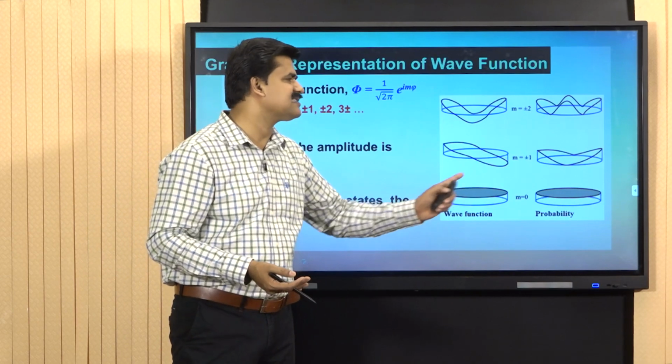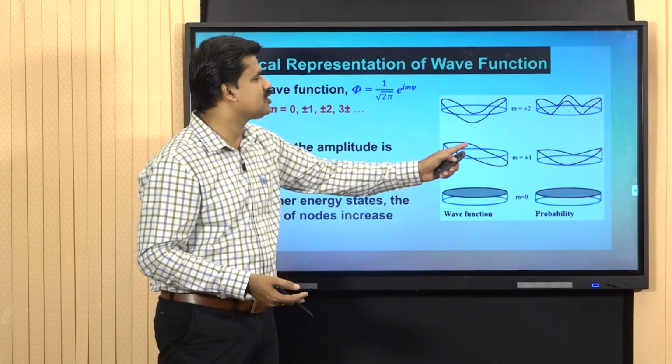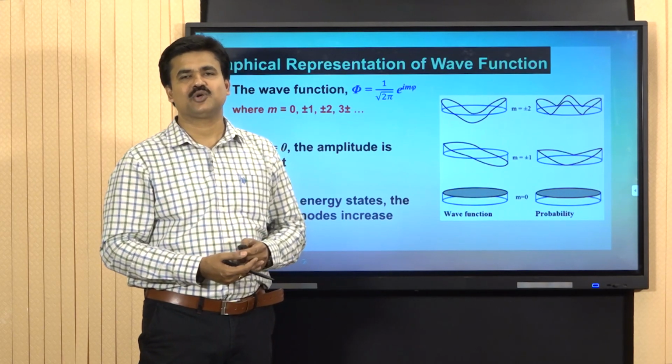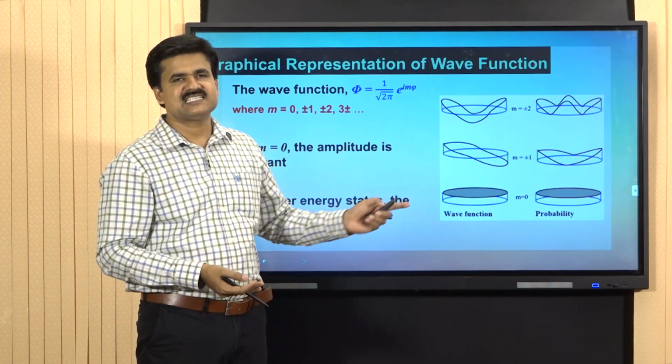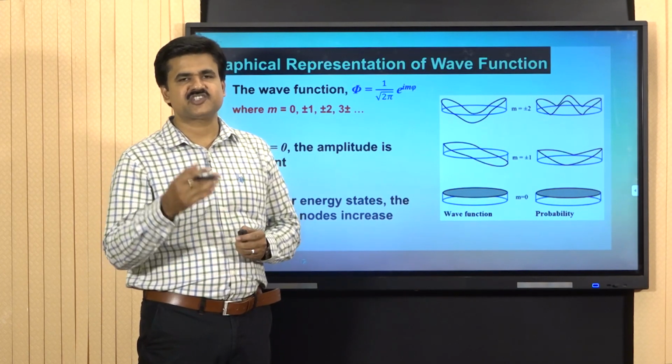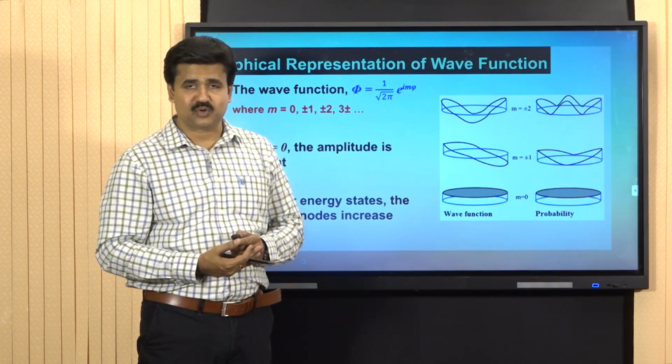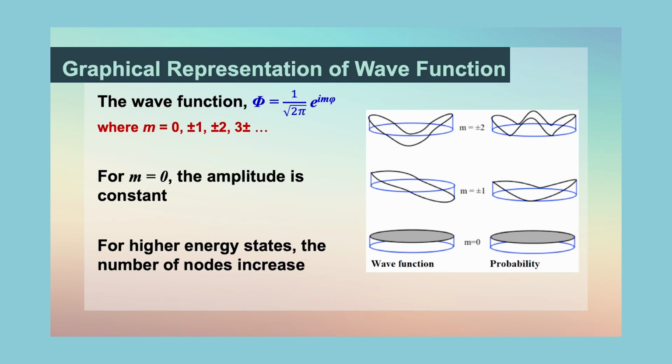This represents the arrangement of the wave function, and that one represents the arrangement of probability. This is for m equal to 0. This is for m equal to plus or minus 1. And the next level corresponds to m equal to plus or minus 2. Hence, this is the pictorial representation of the wave function and its square, that is nothing but the probability. The left hand side is the wave function, and the right hand side represents the corresponding probability plot.